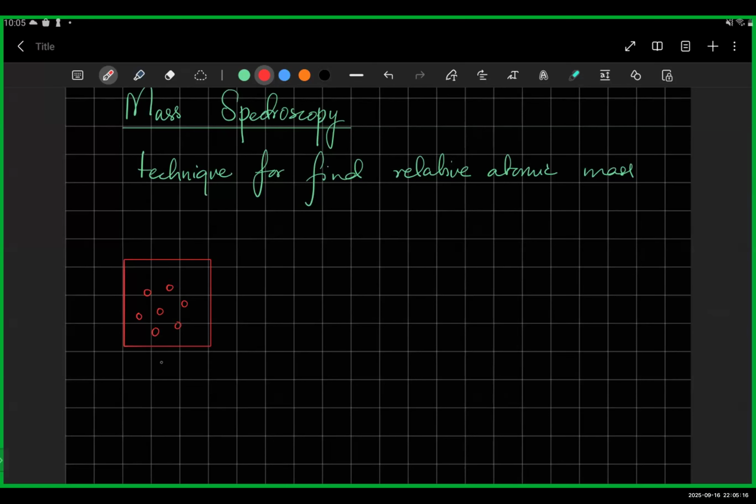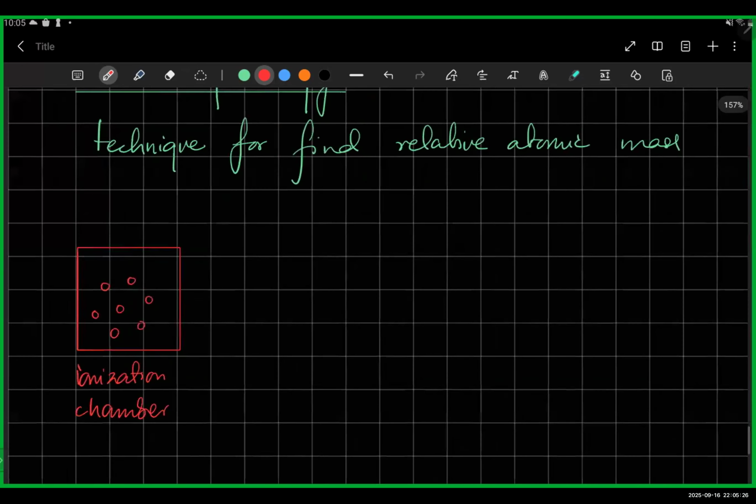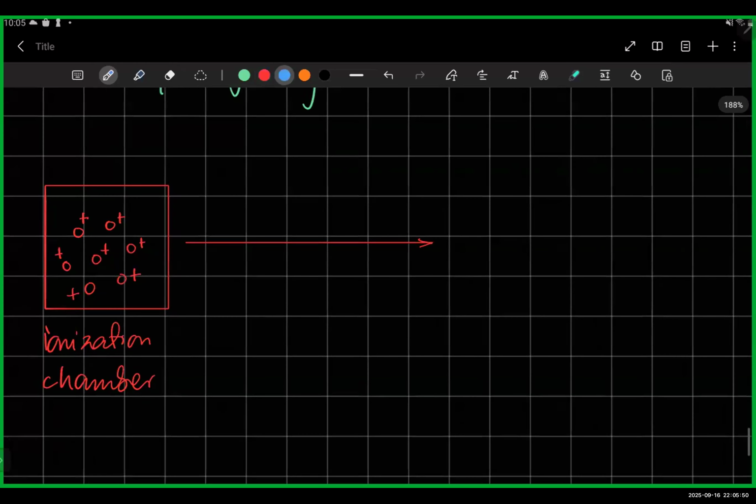So what this technique does is that there's an ionization chamber, and what that ionization chamber does is that it turns all these particles into ions. So all of them, they end up losing electrons. But sometimes they would lose more than one electron as well. Then they accelerate those particles. So imagine all the sodium particles flying in one direction.